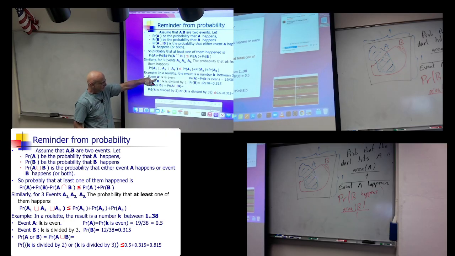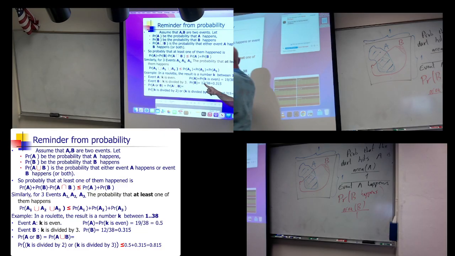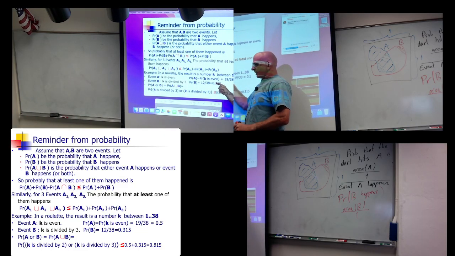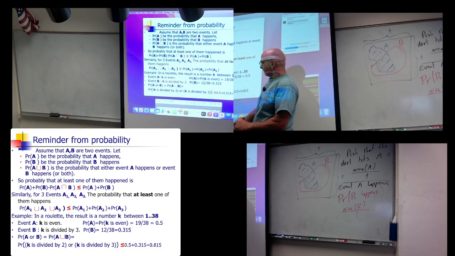Let's define as event B that the number that you got is divisible by 3: 3, 6, 9, 12, etc. There are 12 such numbers between 1 and 38. So that's actually the probability: 12 over 38, about 0.3.